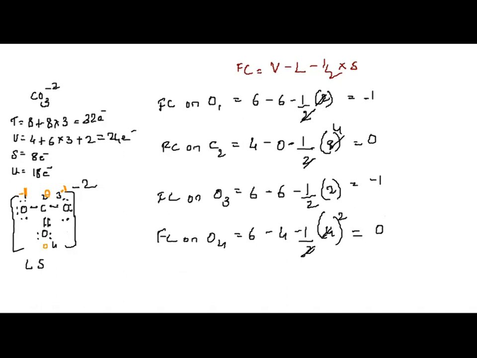Now let us verify whether our answer is correct or not. So minus 1 plus 0 plus minus 1 plus 0 is equal to, what is the total charge carried? Minus 2. That is equal to minus 2. So this is how we calculate the formal charge and verify it. Is that understood? Clear? So this is how we calculate the formal charge. One more example I'll give you.